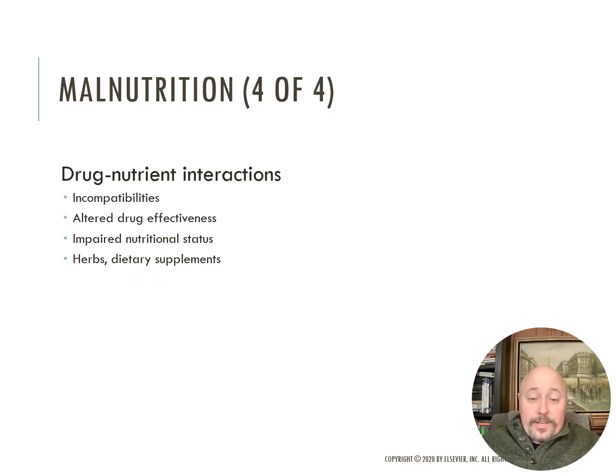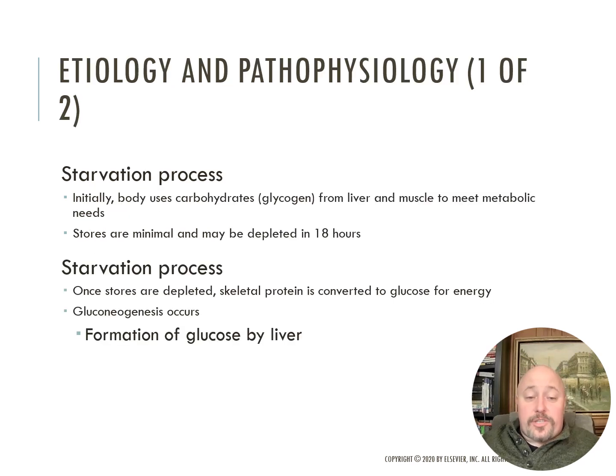Drug-nutrient interactions from malnutrition result from altered drug effectiveness, impaired nutritional status, and a combination and interactions with herbs and dietary supplements. As the starvation process begins, the body initially uses the carbohydrates in the form of glycogen from the liver and muscles to meet its metabolic needs. Unfortunately, these stores are minimal and may be depleted within 18 hours. From there, the body moves on to the skeletal proteins, which are converted to glucose for energy.